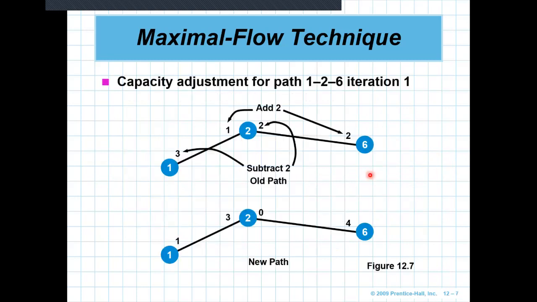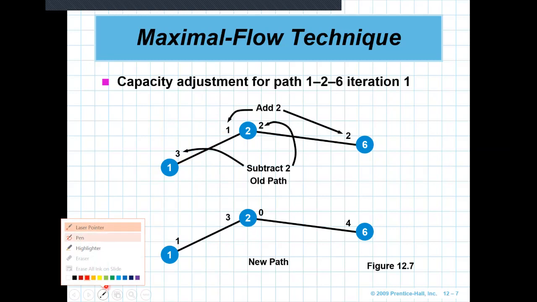This is the first iteration that we choose: 1, 2, 2, 6, with 3, 1, 2, and 2. And then choose the smallest number on that path. The capacity number, not the reverse capacity.